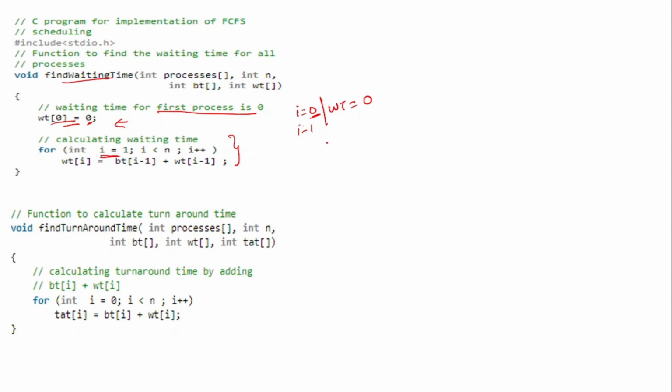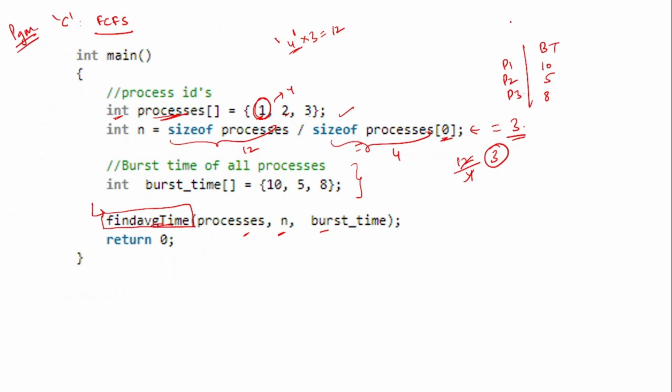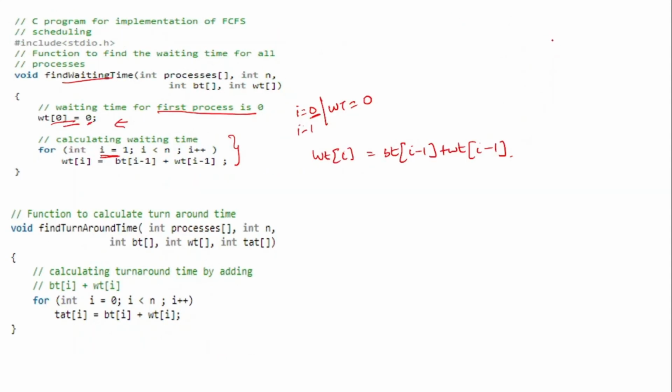We say that the waiting time of the ith process is the burst time of i minus 1 plus the waiting time of i minus 1. Let's see this with an example. We had this input, where we have 10, 5, 8 as the burst times, and we have these three processes P1, P2 and P3. The waiting time for the first process is 0.